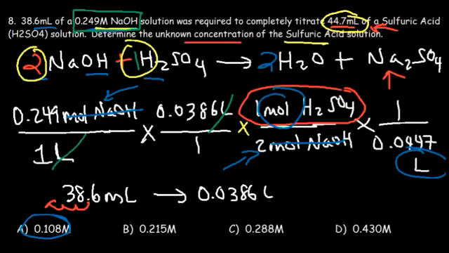So now let's type in what we have. So 0.249 times 0.0386 divided by 2, enter, get that result, and then divide it again by 0.0447. And then you should get answer choice A, which is 0.1075. So now you know how to solve this problem both ways, using the equation if you think that's easier, or if you prefer dimensional analysis.